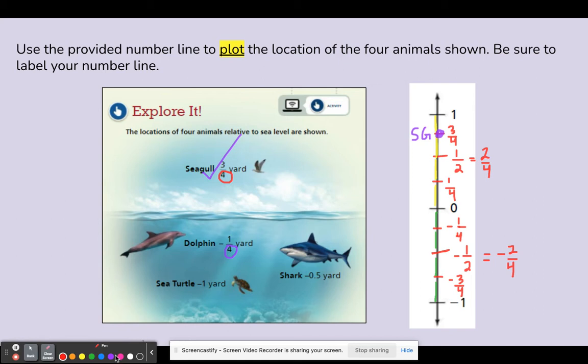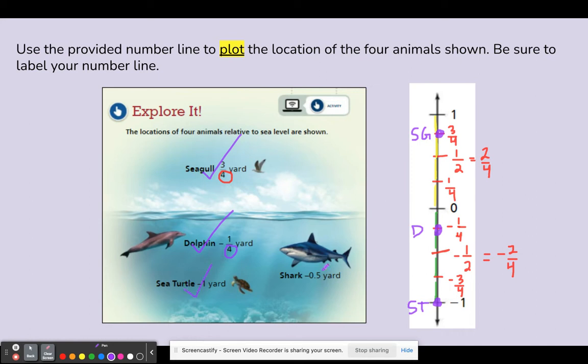All right, now that I have my tick marks, let's plot the dolphin. So it is at negative 1/4. It's going to go right here. And I'm going to put a D for dolphin. It's done. Ooh, sea turtle's easy. -1. I shall put a dot at -1. Let's do ST for sea turtle.